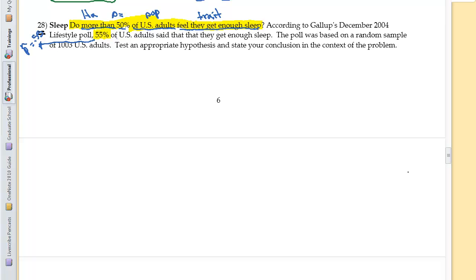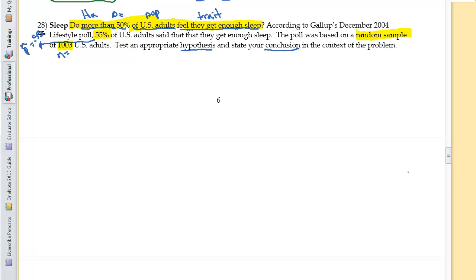And again, it's the same population of U.S. adults who said that they get enough sleep. There's the trait again. The poll was based on a random sample. The random sample is super important. I'm going to highlight that because a random sample is one of our assumptions that we're going to look for. Of 1,003 adults. So the 1,003 adults is going to be our sample size, n, and again, U.S. adults is our population. Now they want us to test an appropriate hypothesis and state your conclusion.